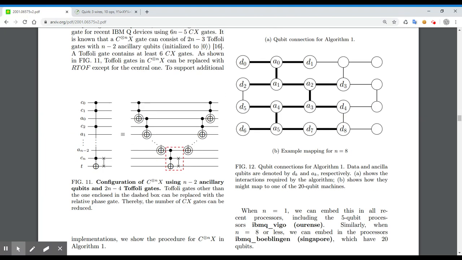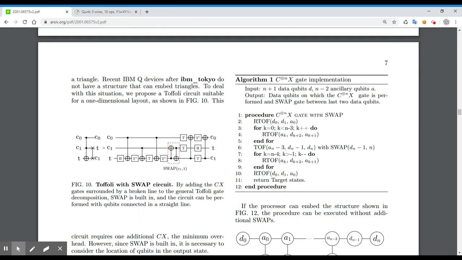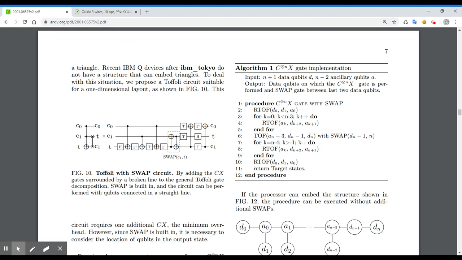Where's Figure 10? Figure 12. Oh, no, I mean, Figure 10 is the actual circuit. Okay. By adding the CX gate surrounded by a broken line to the general Toffoli gate, the composition swap is built in, and the circuit can be performed with qubits connected in a straight line.